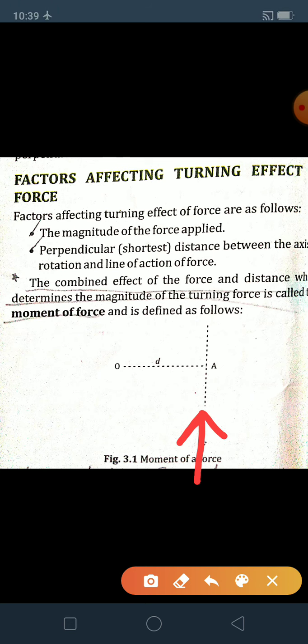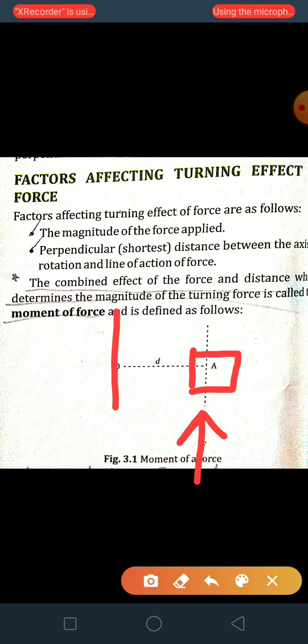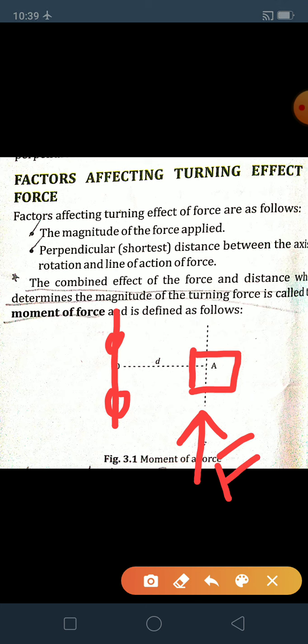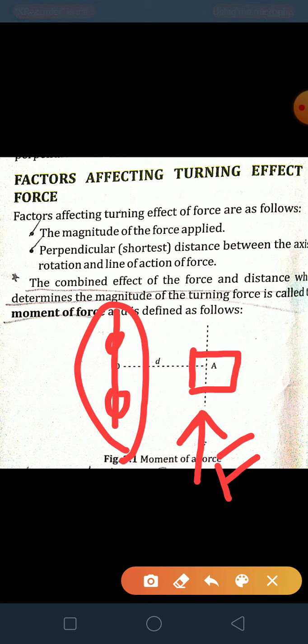Okay, because if you consider this as a door, then this is our handle part where you are applying the force, and this is our hinge line where hinges are there. So the handle should be at maximum distance from the hinge line. Then this F is our line of action of force, and this D is the shortest distance of force from the point of rotation. If this side is our force and this side is our hinge line, then the shortest distance between the axis of rotation and line of action of force is our D.